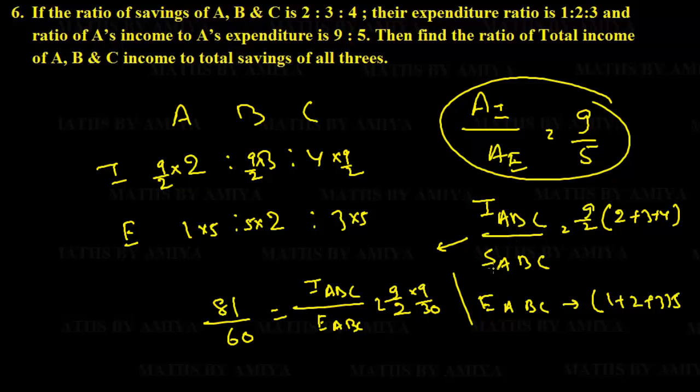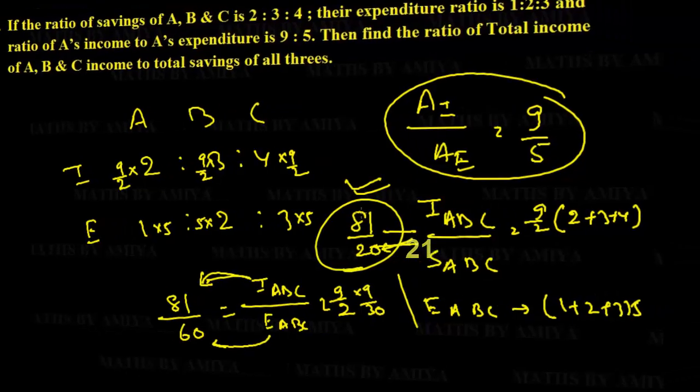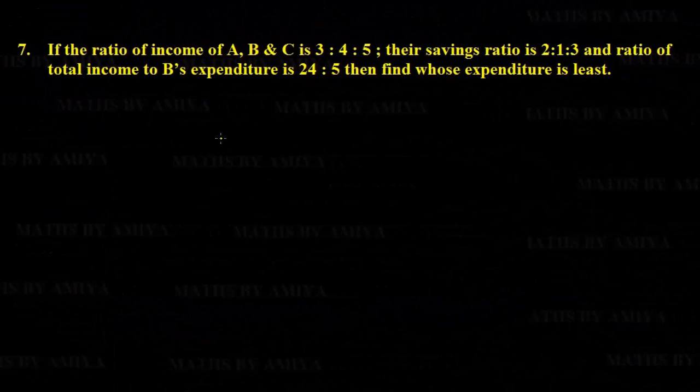We have to find income upon savings, but I found income upon expenditure. So how can we get the answer? We know income is 81, in which expenditure is 60, and this is our answer. Now you have the 7th question. Again pause the video, solve the question.